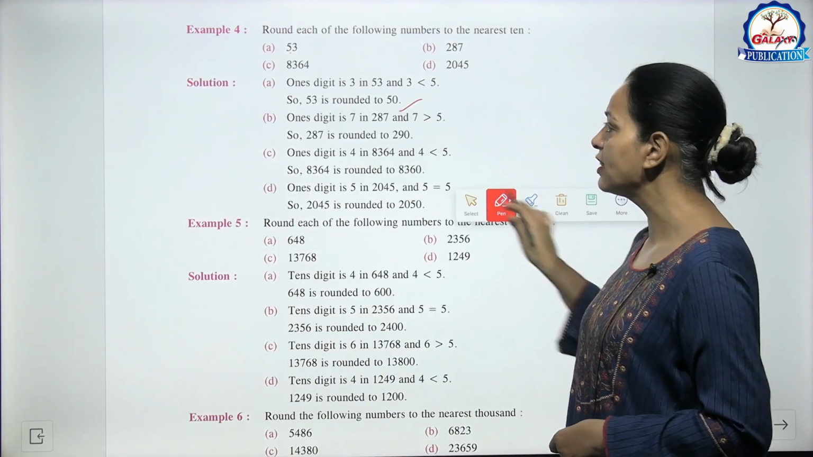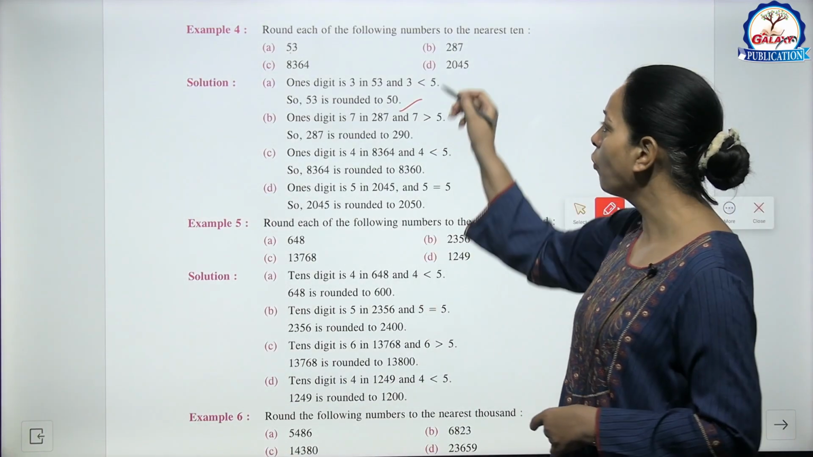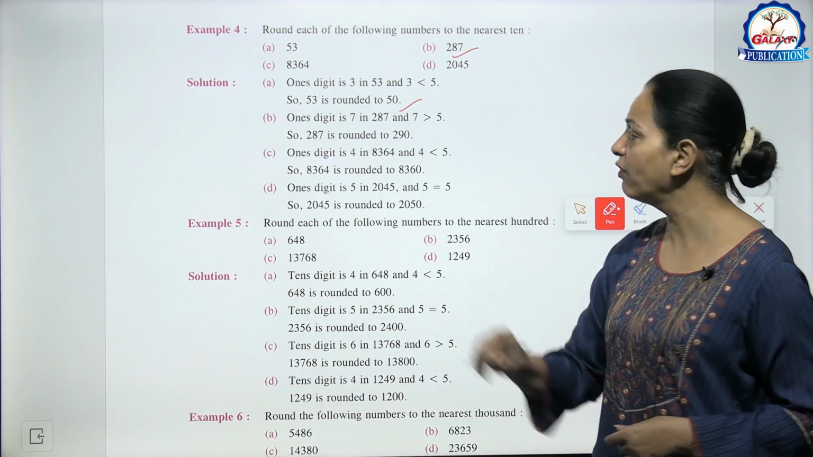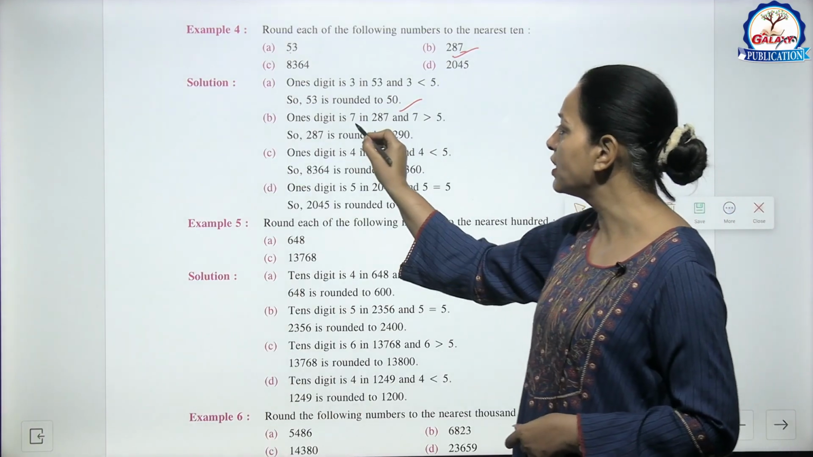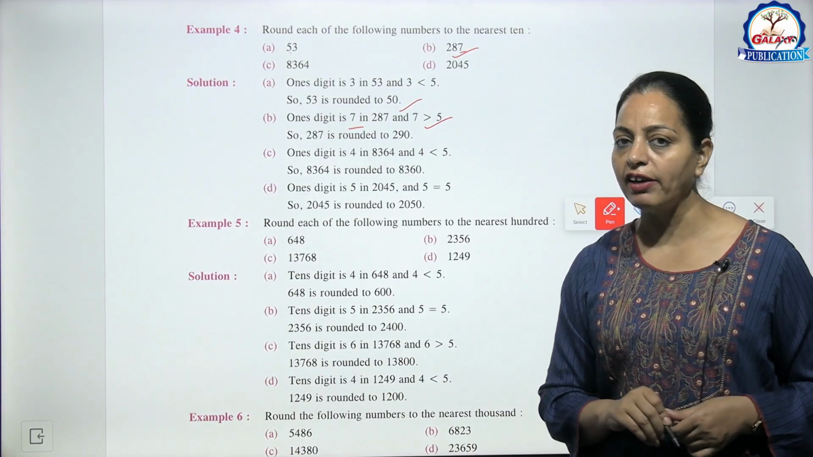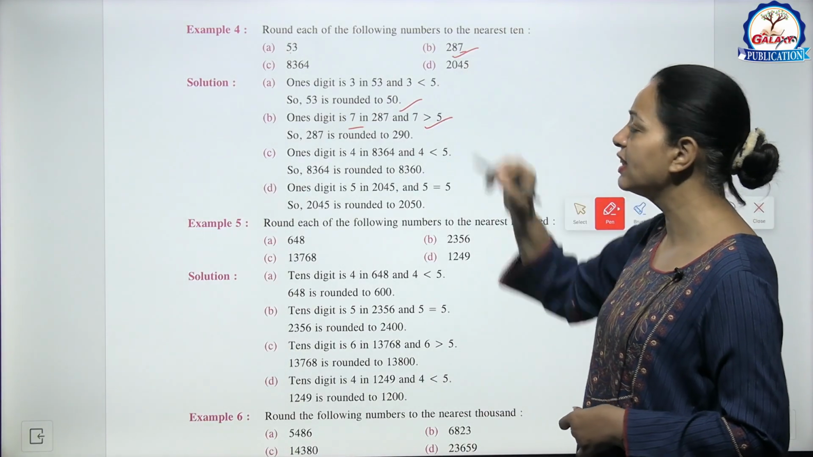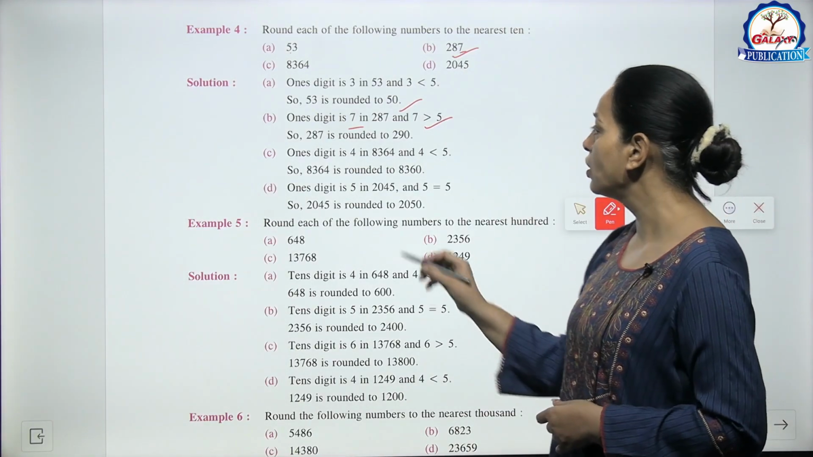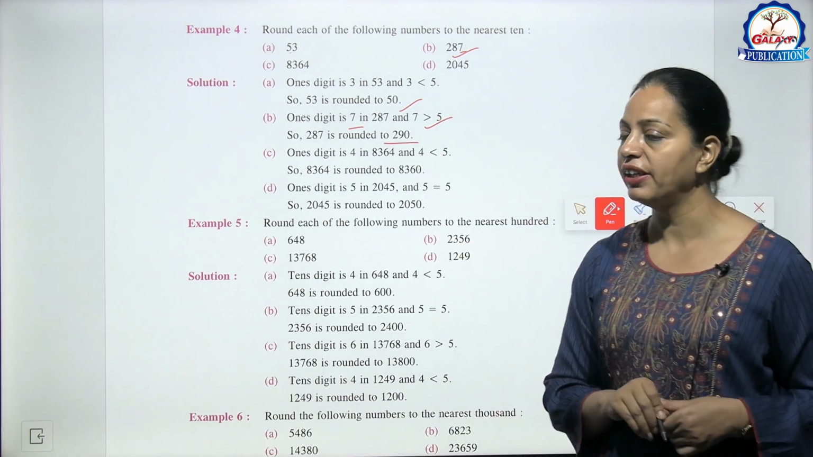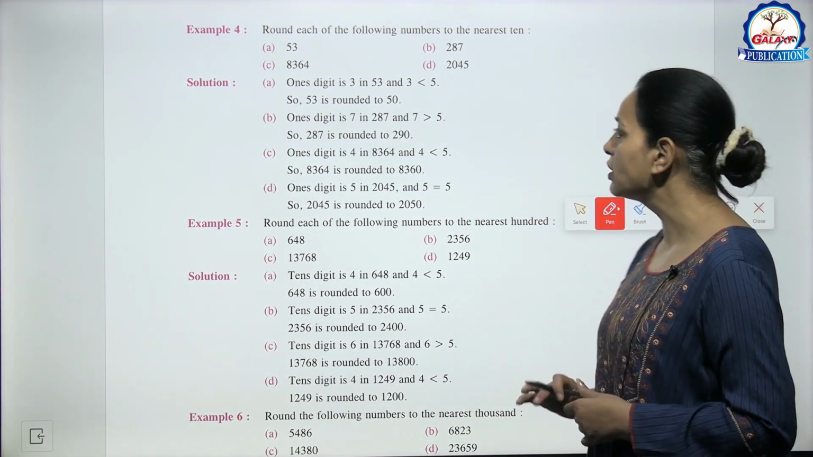So the answer is 50. Okay. Now B part, 287. See the ones digit, which is 7 and bigger than 5. So we have to change the tens digit, increase it by 1. So this becomes 290.